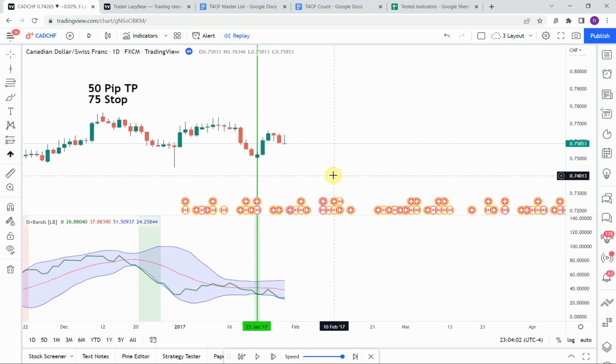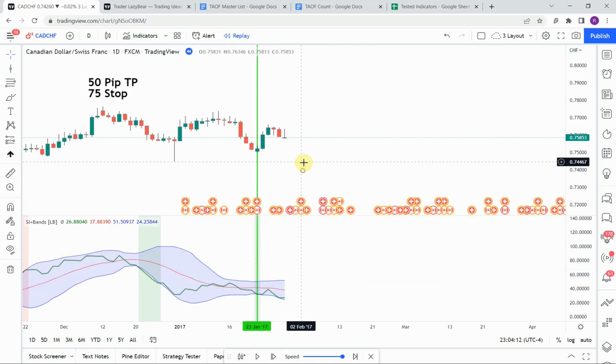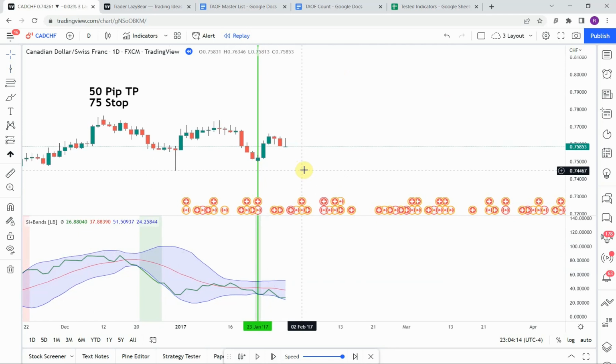All right, so the first signal that we pick up is a long signal. You can see right here, we get that green background coloration there. And right after we get that green coloration, we get a nice spike to the upside, which does get us to our take profit. Let's go ahead and continue on.